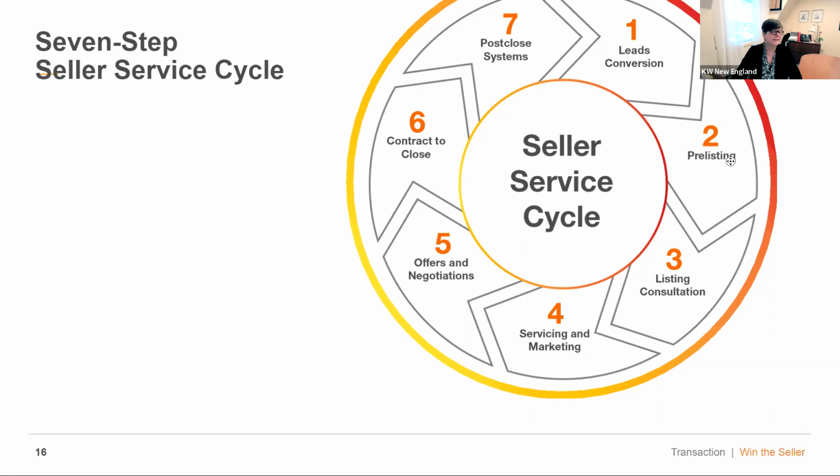So we've got the pre-listing transactions today in particular. We're going to look at that. Listing consultations, we're going to look at that. Servicing and marketing, that's after you get the thing going and you're working with the buyers and the seller. Then we get into the really cool stuff of servicing and marketing, of course. Then the really interesting piece of real estate called the offers and negotiating piece.